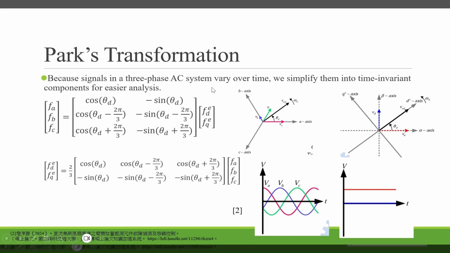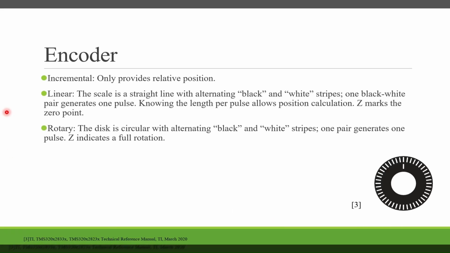For Park's transformation, because signals in a three-phase AC system vary over time, we simplify them into time-invariant components for easier analysis. This is Park. This is inverse Park. Here are some encoder types.